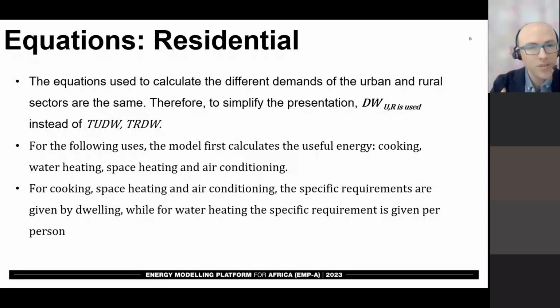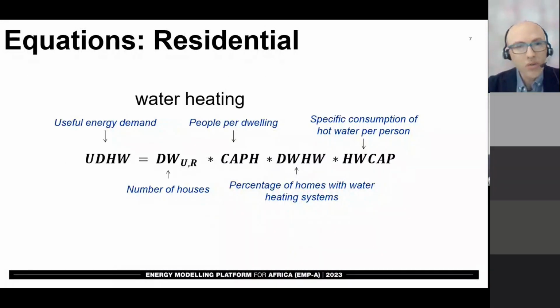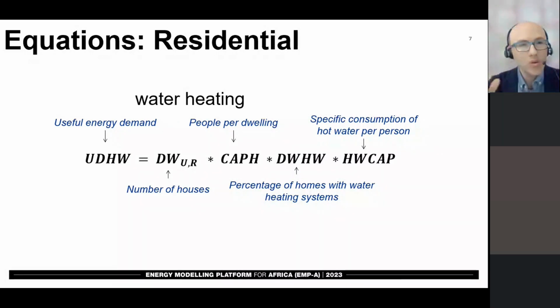And for water heating, the useful energy is calculated per person. The specific requirement is given per person. So we start with water heating. As I mentioned, the useful energy for water heating is calculated per person. So the useful energy demand is given by the number of houses multiplied by the people per dwelling, multiplied by the percentage of homes with water heating systems, multiplied by the specific consumption of hot water per person.